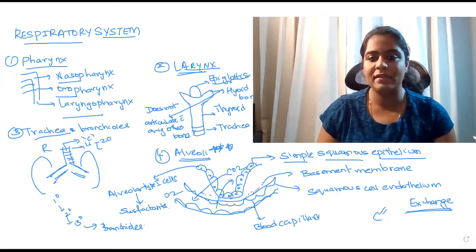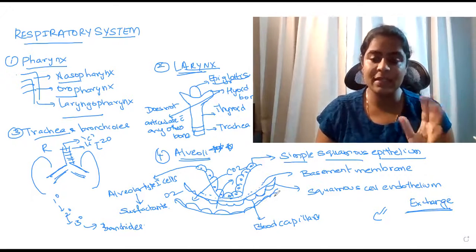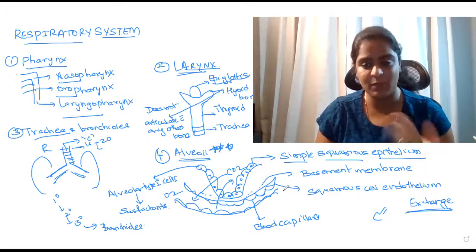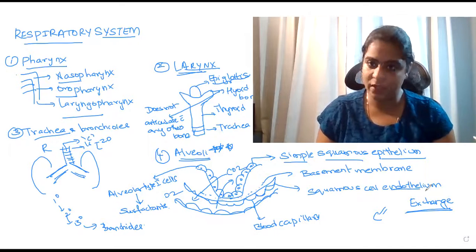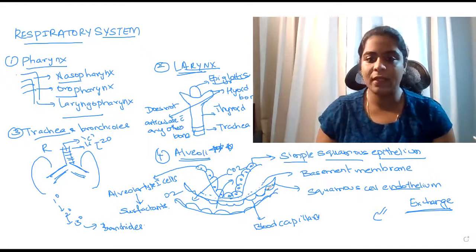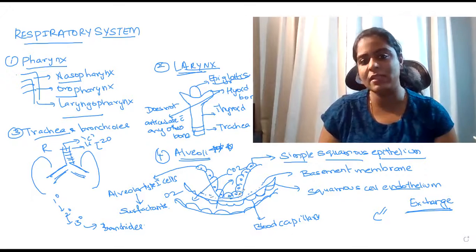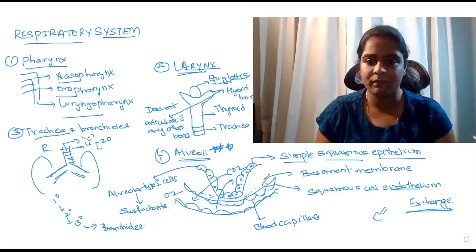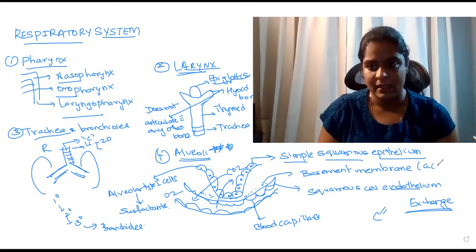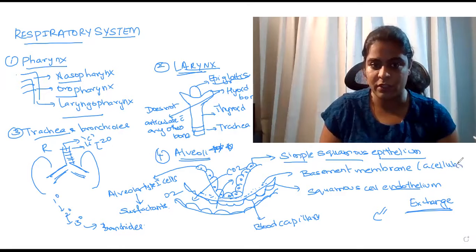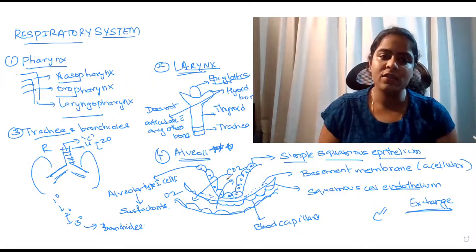The blood capillaries over here are made up of squamous cell endothelium because it is derived from the endoderm. So we are clear till here, and then here you see the basement membrane, and it is acellular in function.